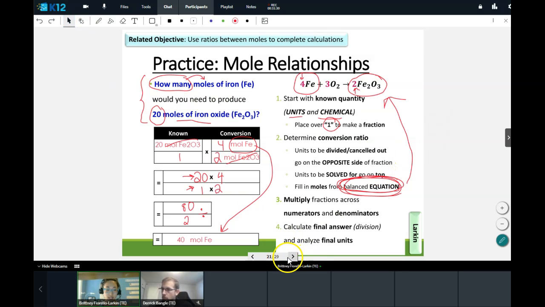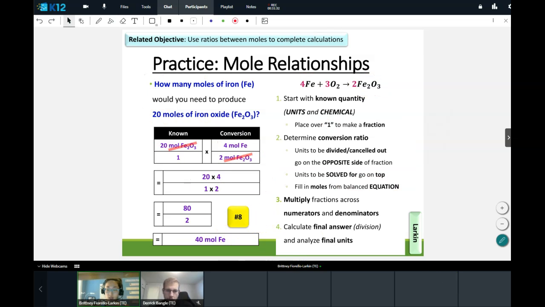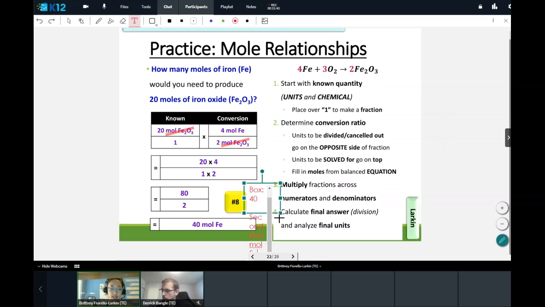Excellent. All right, this is going to be the answer to number 8. The first box should just be the number. So the first box is the number 40, and the second box should be MOL space FE.